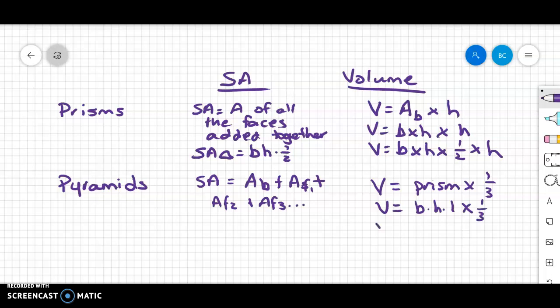If I had a triangular pyramid, it would be the area of the base times the height. I'm not using the word base consistently through here, so sometimes I'm using base to refer to the whole shape, and sometimes I'm using it to refer to one dimension.